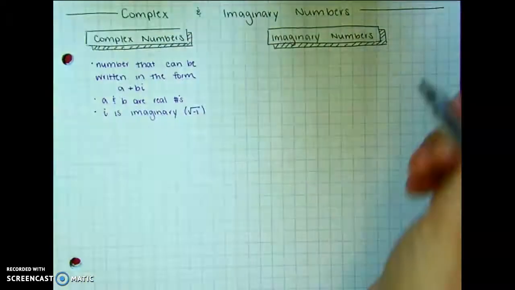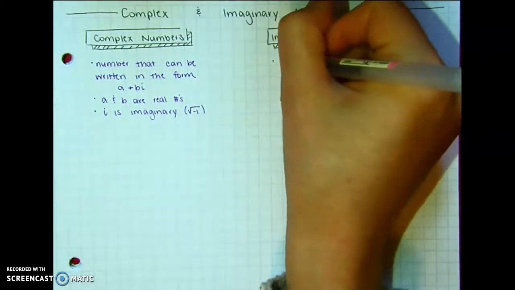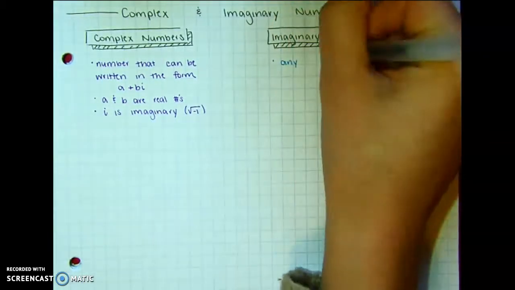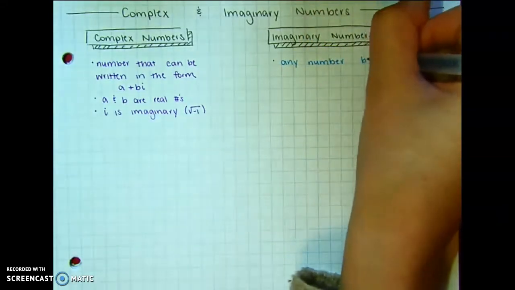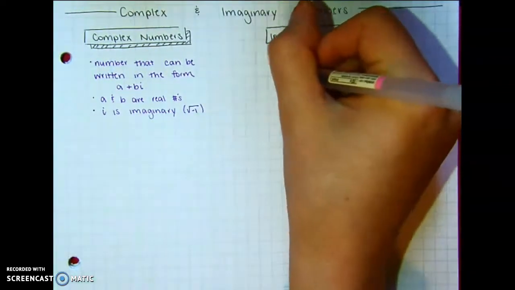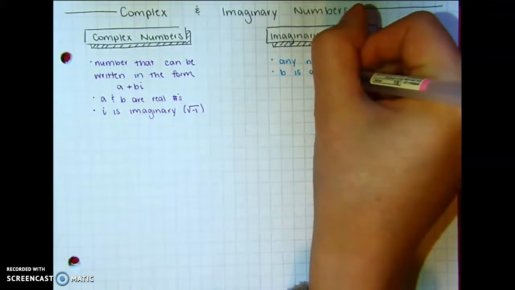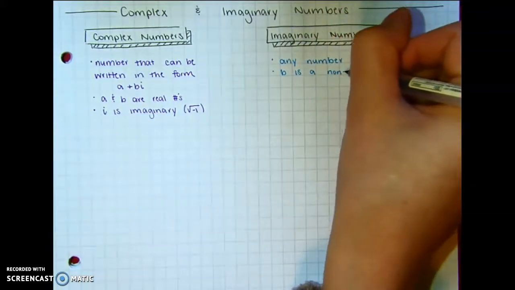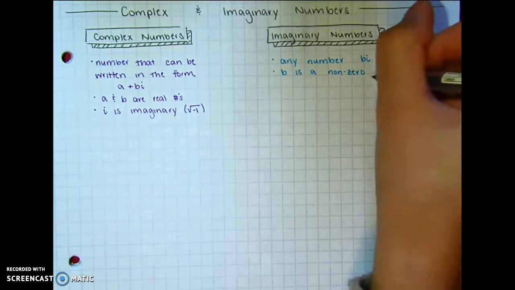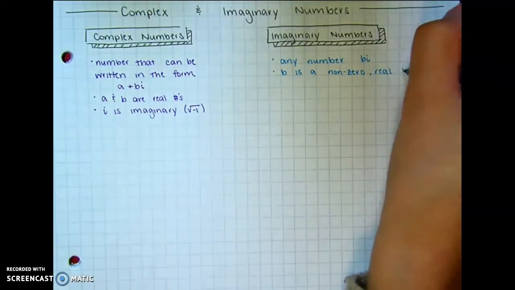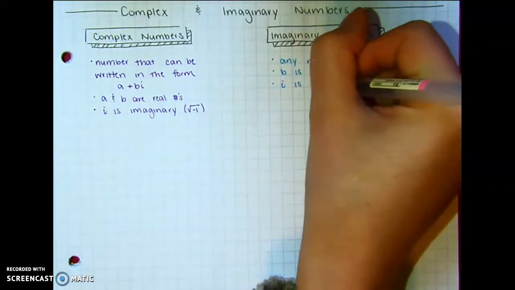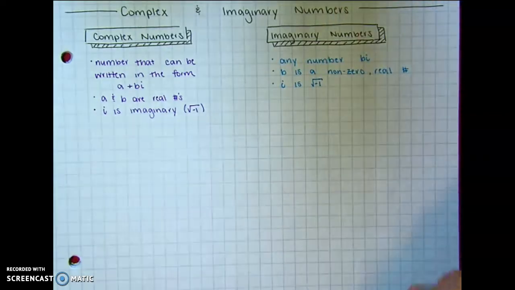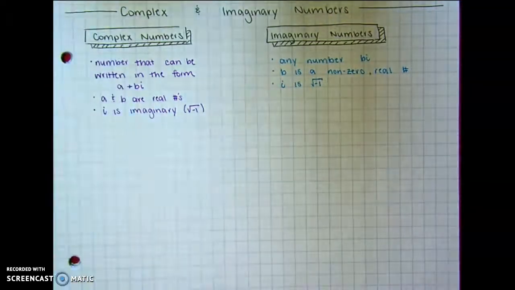So then moving on, imaginary numbers, this is any number that's bi, and then b is a non-zero real number, so that would just cancel it. And I is square root of -1. Okay, so there are a couple things to just go over.